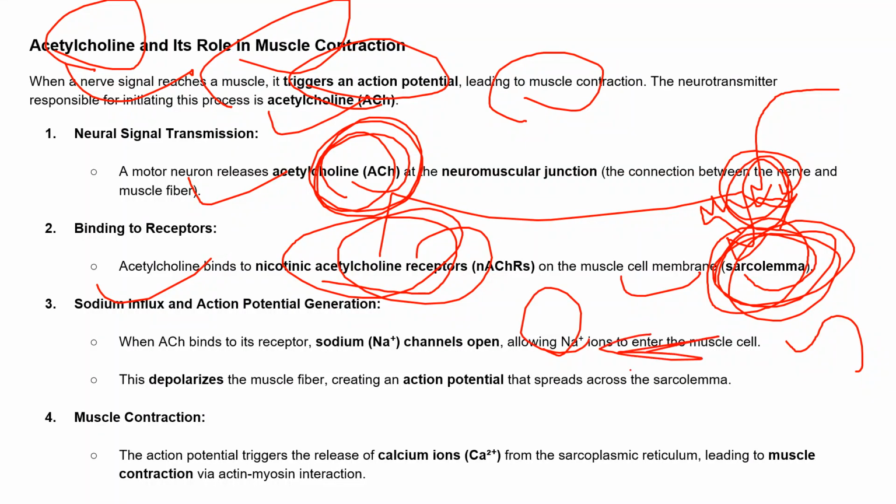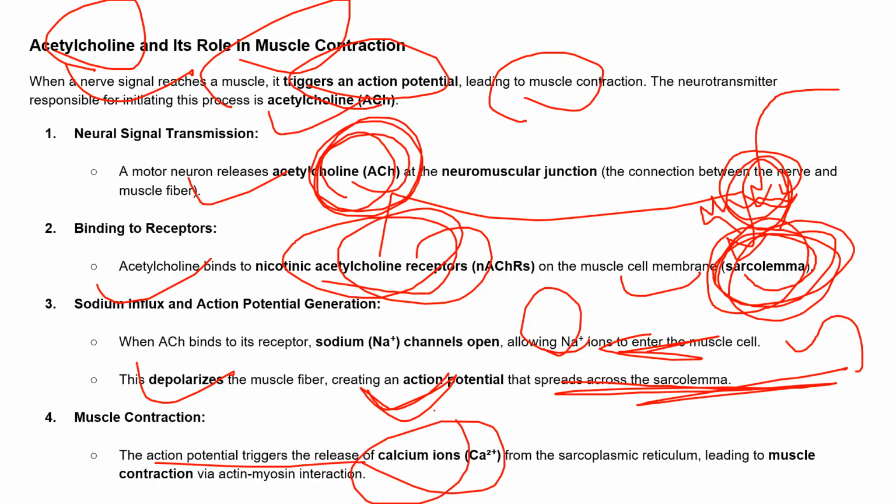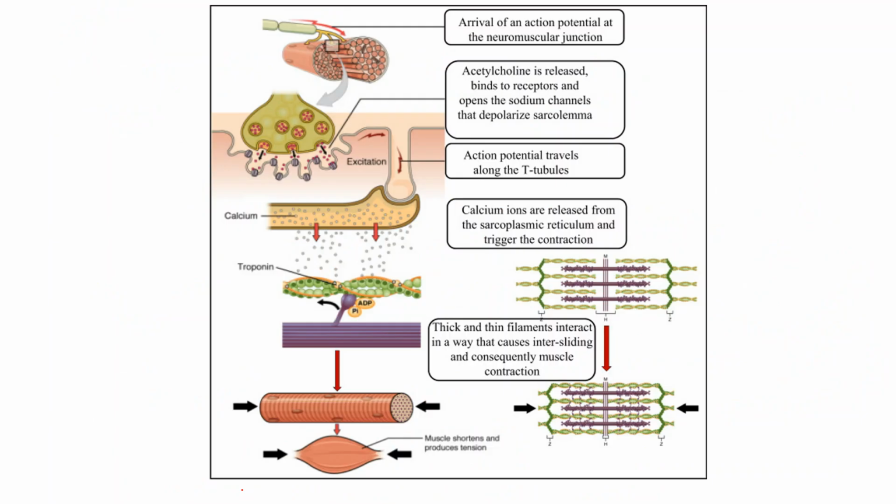When it enters, it will depolarize the muscle cells, and it will create an action potential that spreads across the sarcolemma. Then the action potential further triggers the release of calcium ions from the sarcoplasmic reticulum, and it will lead to the muscle contraction by the actin-myosin interaction.